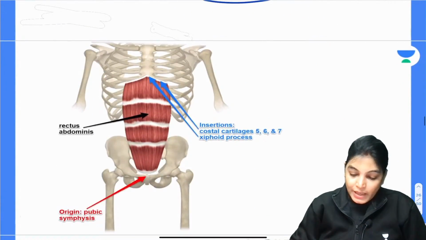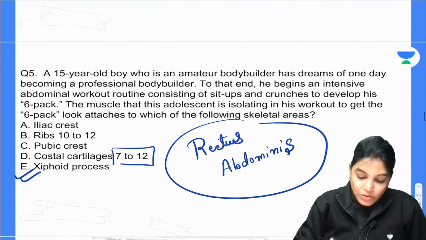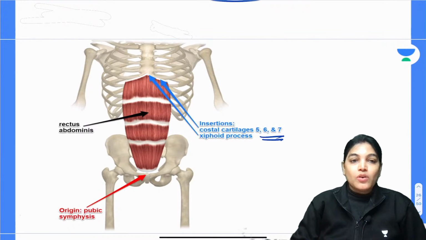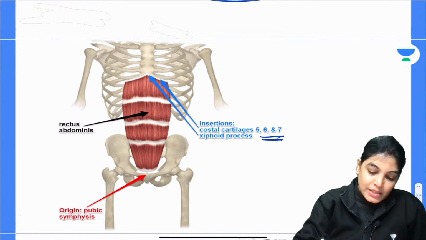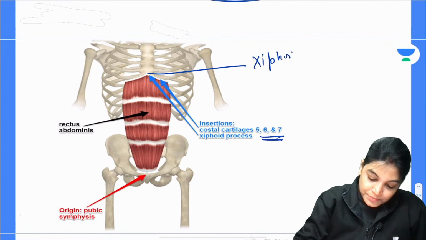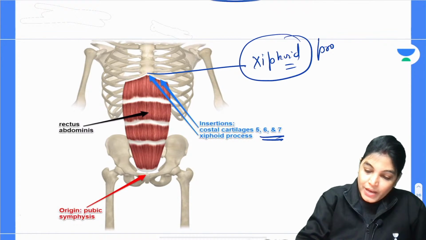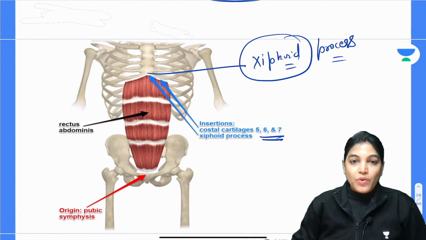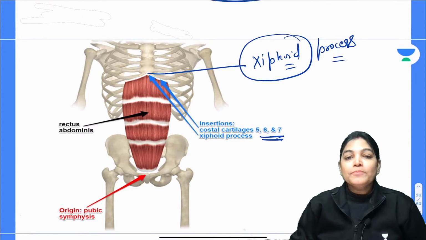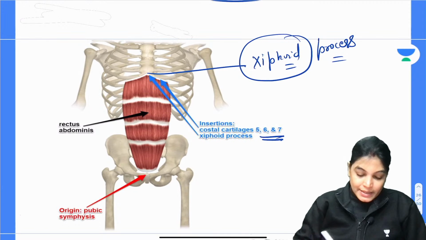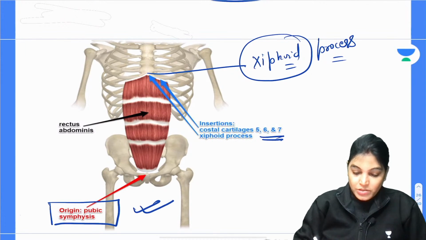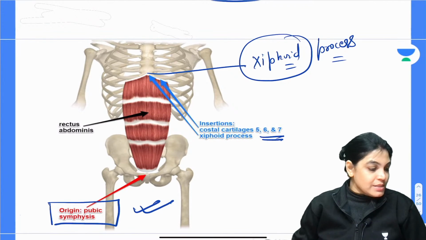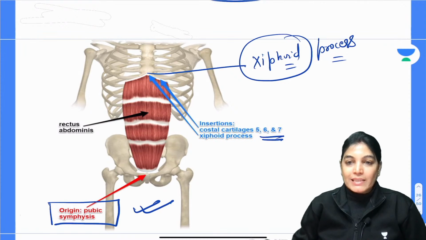See here, it is written 7 to 12 costal cartilage, but exactly the costal cartilage is 5th, 6th, 7th. Here you can see this is the xiphoid process. Rectus abdominis is the muscle which is inserting into the xiphoid process, and also into the costal cartilage 5th, 6th, 7th, and it takes origin from the pubic symphysis. So this is all about the origin and insertion of rectus abdominis muscle.